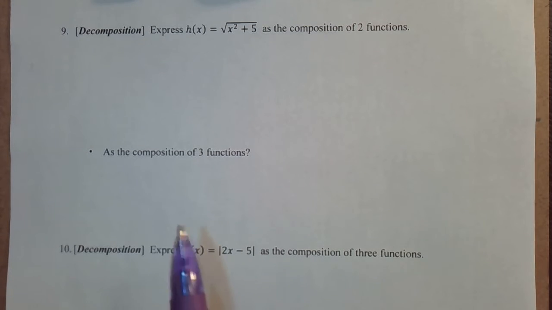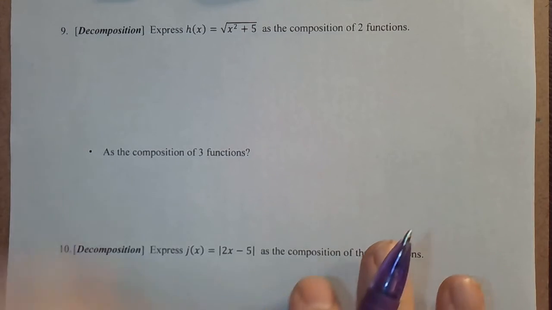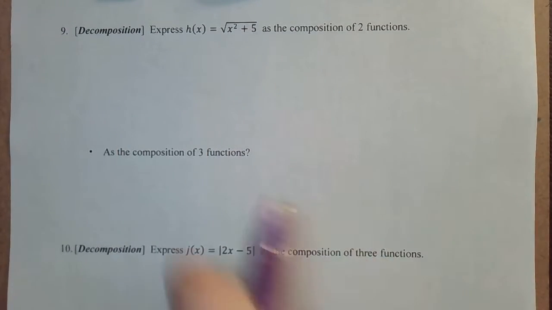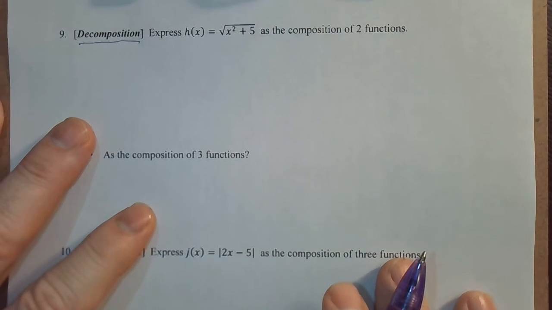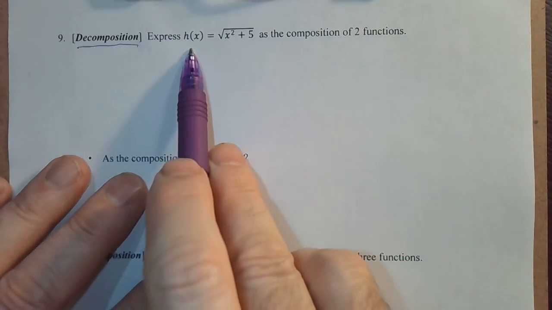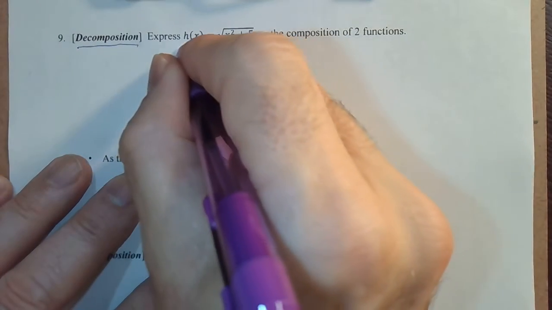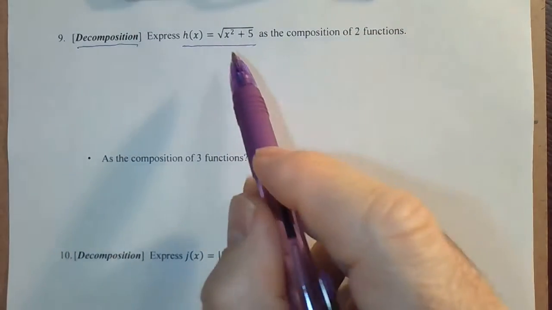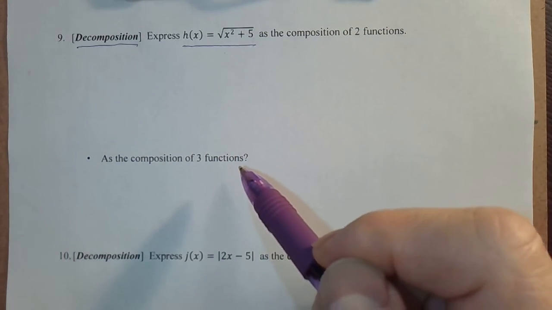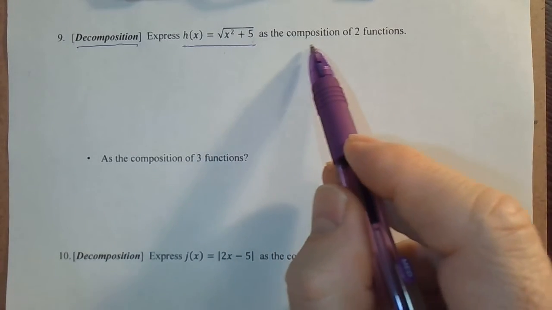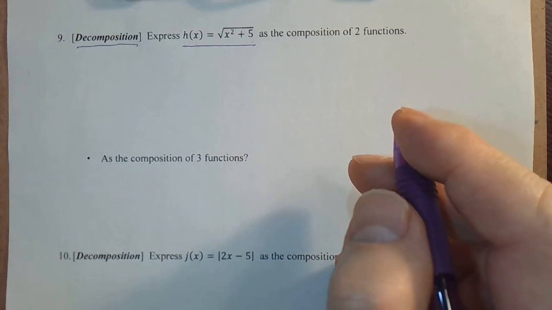Well, in the previous videos, we learned about composition of functions. In our last video for this section, we're going to do decomposition of functions. We're kind of going to do it in the reverse order. So, if we're given this function, h of x equals radical x squared plus 5, and we are asked to write this as the composition of two functions.